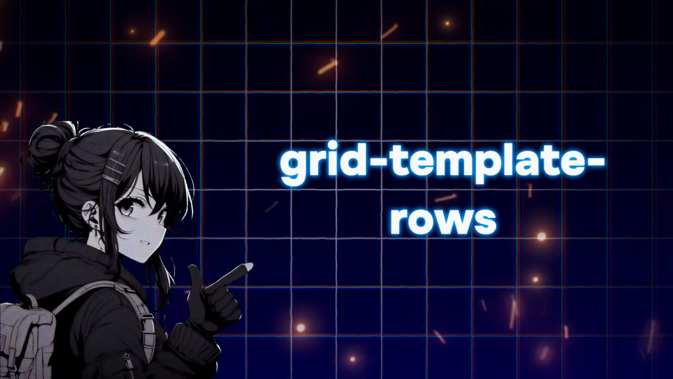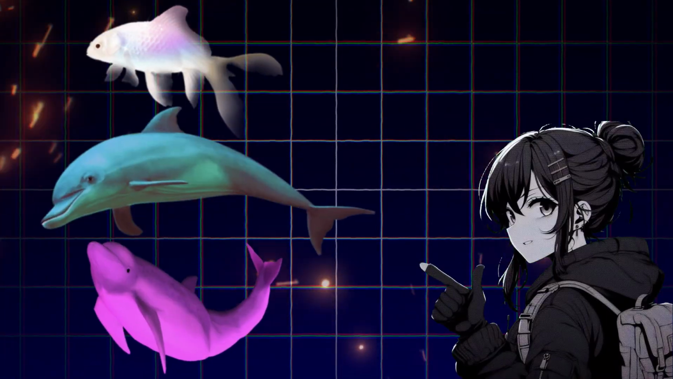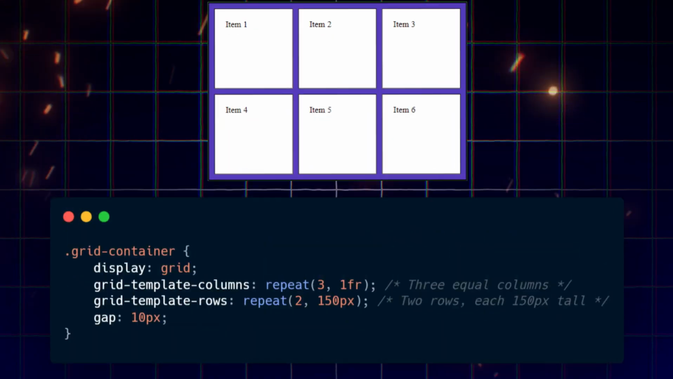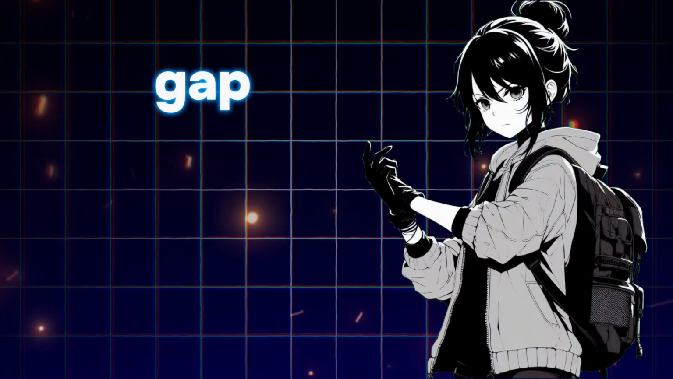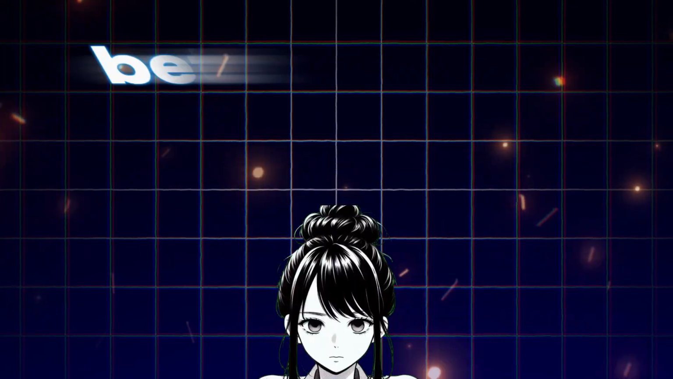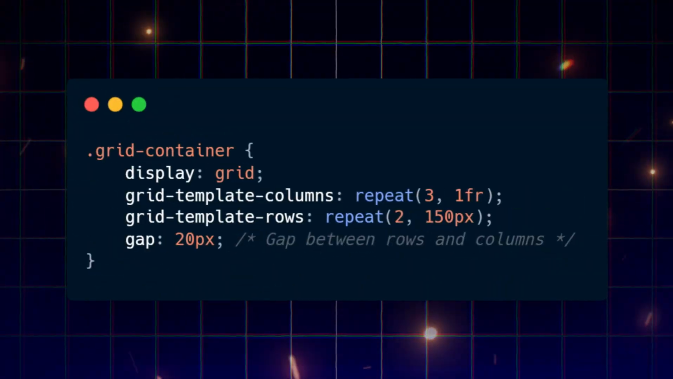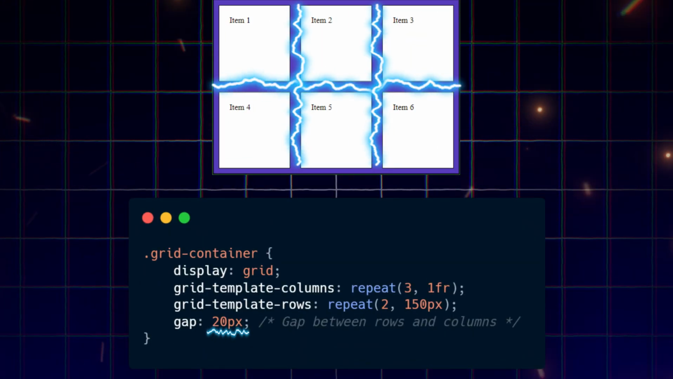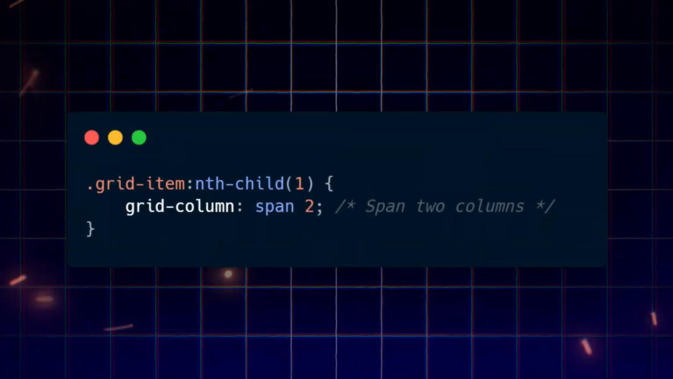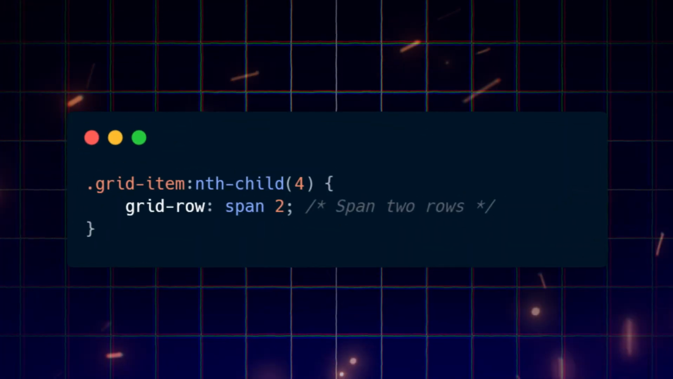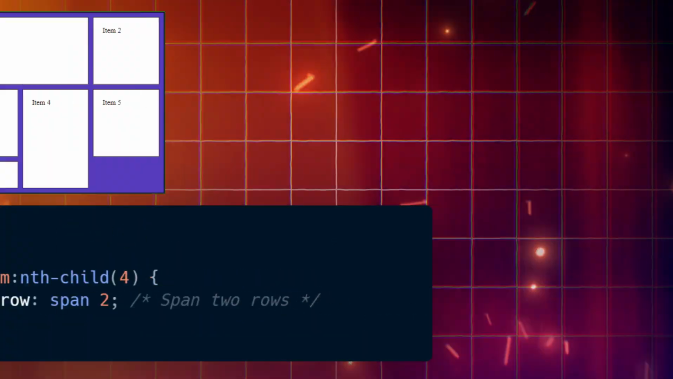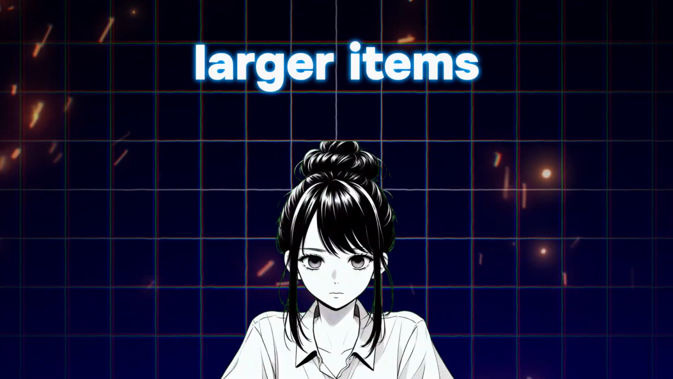The grid template rows property defines the number of rows and their heights. Here, we create 2 rows, each 150 pixels tall. The gap property defines the spacing between rows and columns. In this example, we set a 20-pixel gap. The grid column property allows an item to span multiple columns, while the grid row property allows an item to span multiple rows. This is useful for creating larger items within the grid.